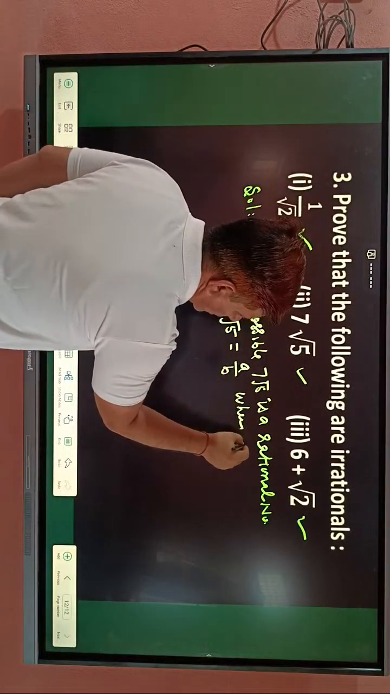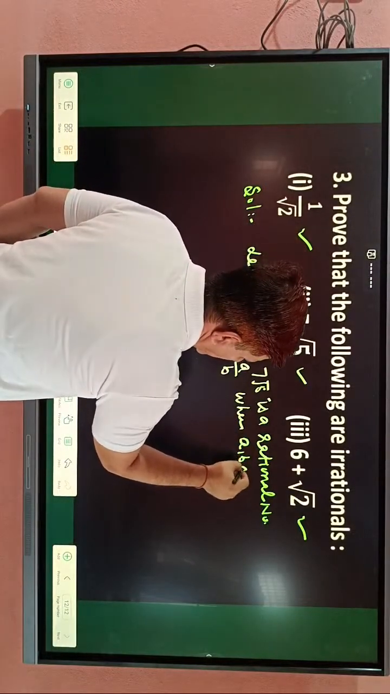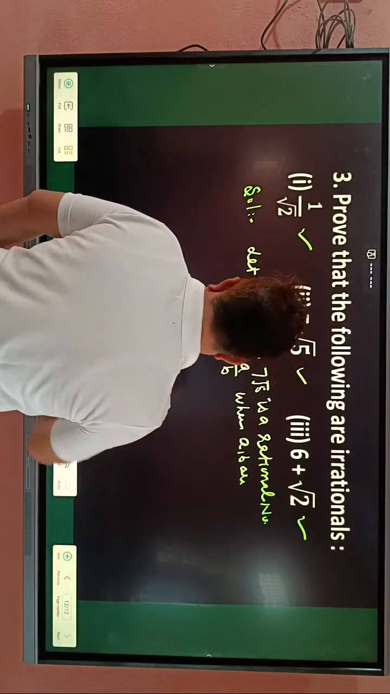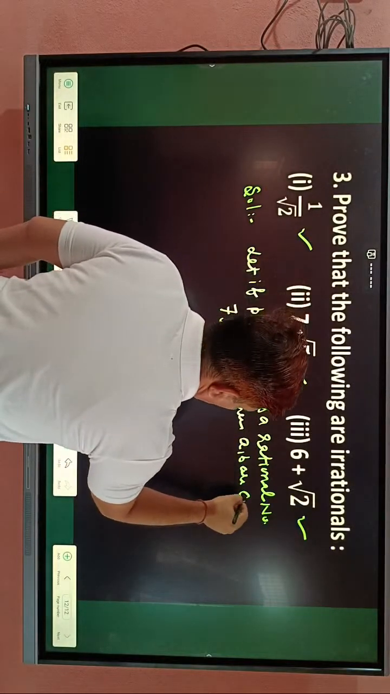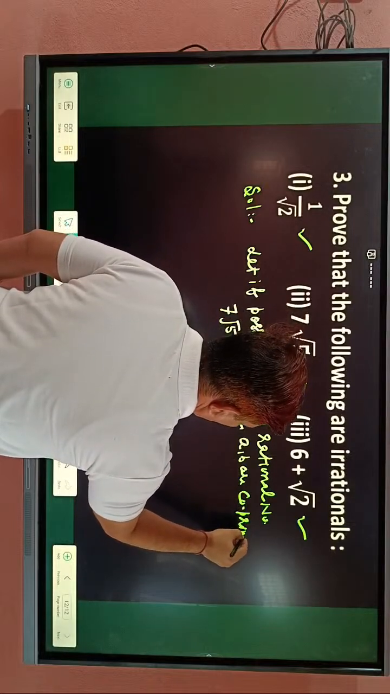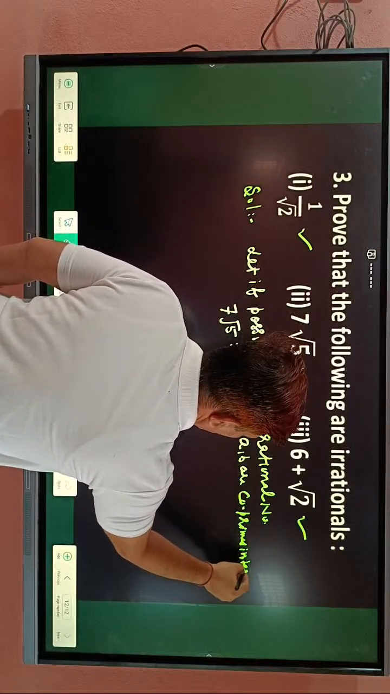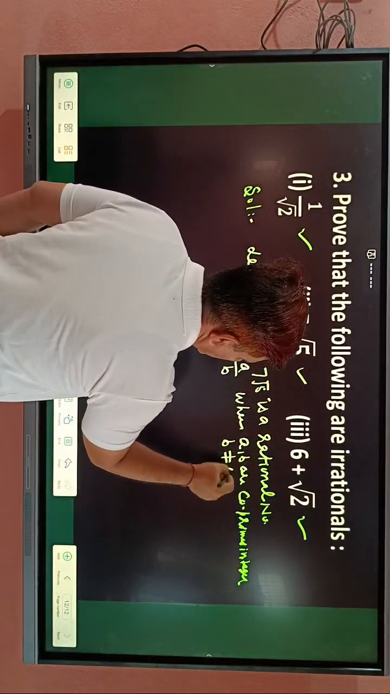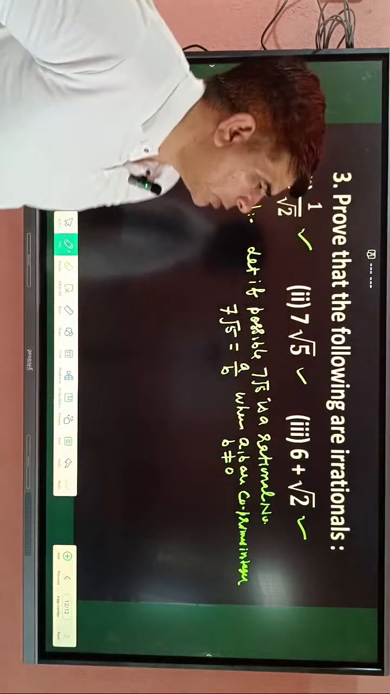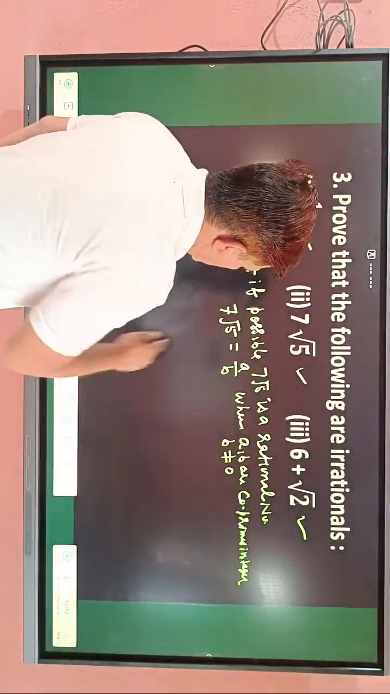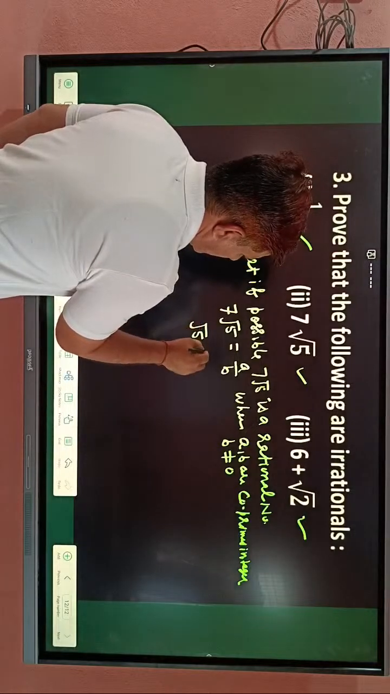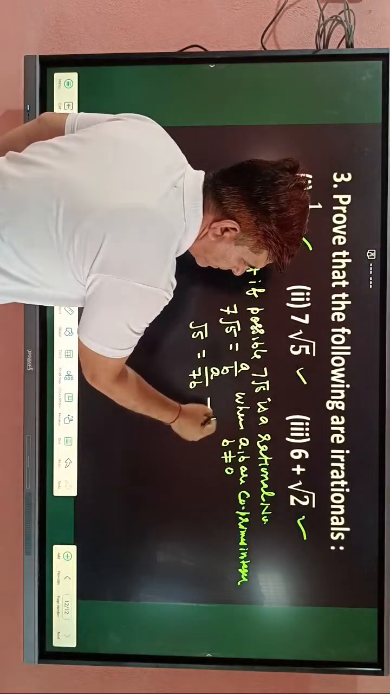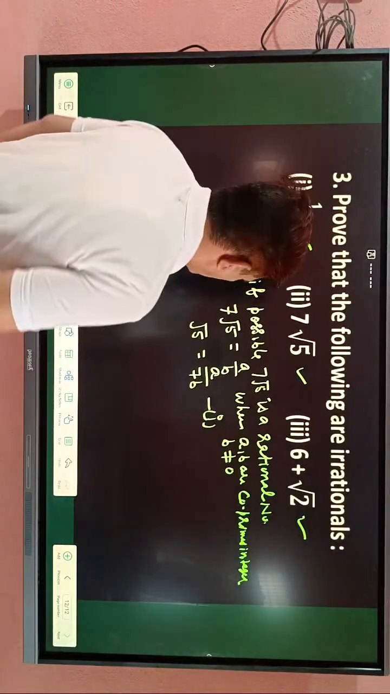Here a, b are co-prime integers and b is also not equal to 0. If b becomes equal to 0, you know what happens. So this I can write: root 5 equal to a by 7b.